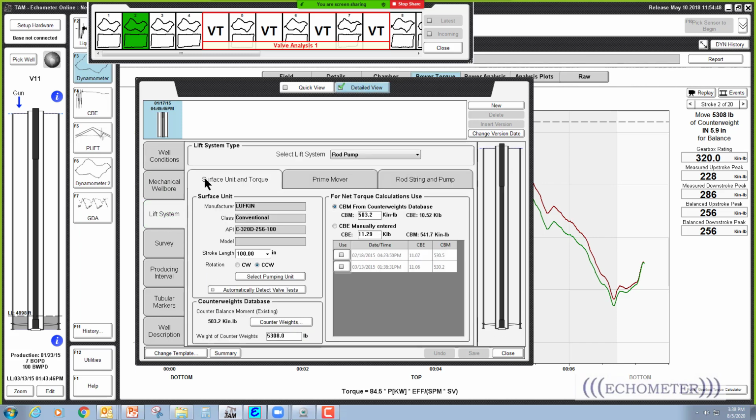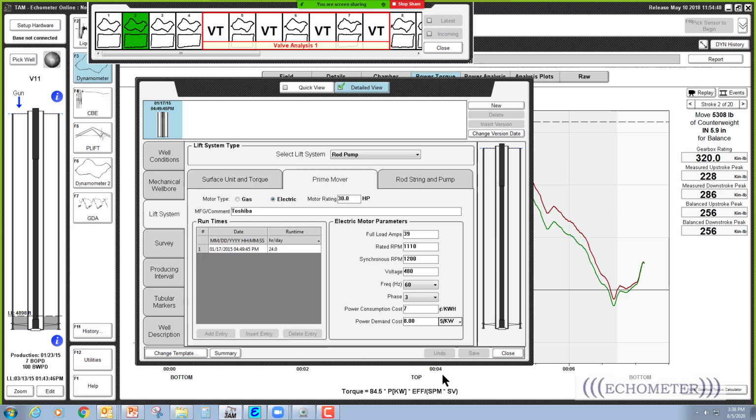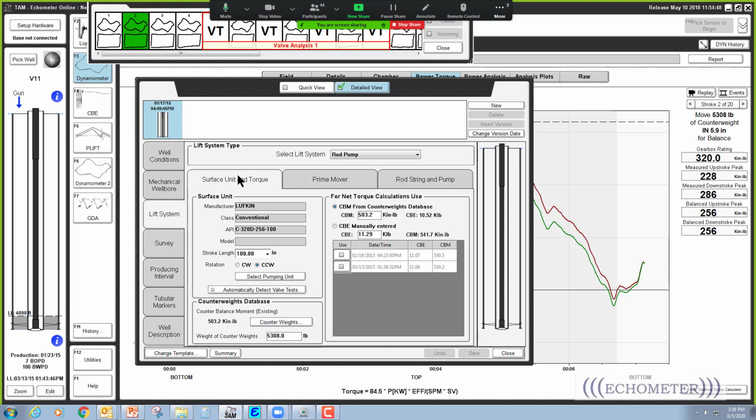So if we go to the list system, we have two tabs that relate to torque and power. There's the tab here for the pumping unit and surface torque. We have a tab here for the electric motor. So here's our electric motor information, our horsepower, and our runtime. And then here is your pumping unit information, your Lufkin pumping unit, the surface stroke length, direction of rotation, and we're going to use the counterbalance effect, counterbalance moment from the weights we positioned based on this button right here. So we're using the counterbalance moment, and here's a couple of CVE tests that we've done in the past.